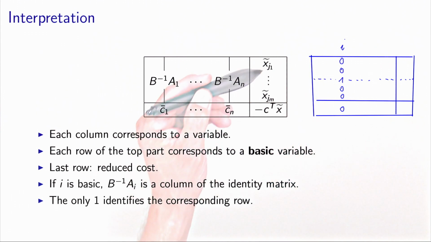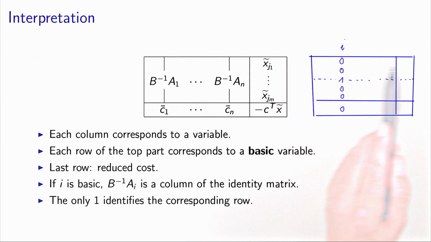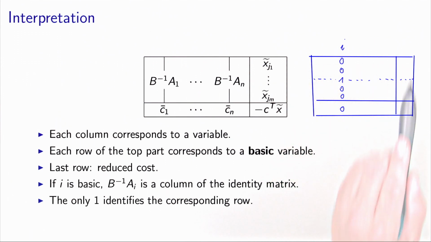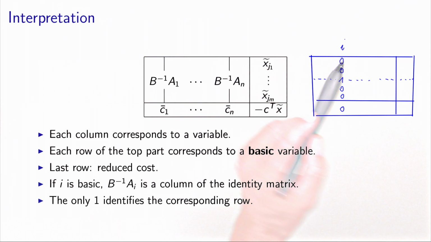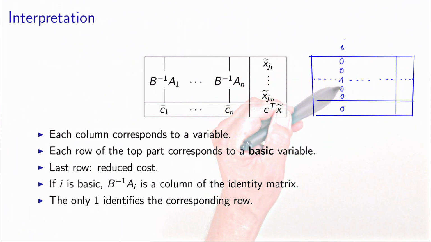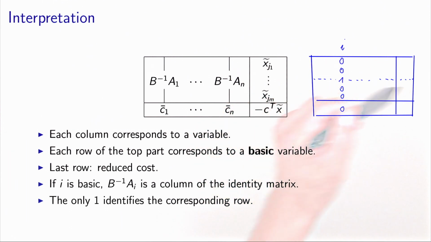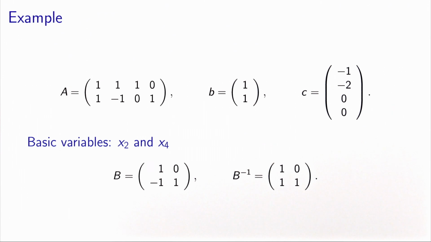Remember, each row corresponds to a basic variable, and to make the link between the column, which contains all the variables, and the row, this is how we will do it. We will consider this vector of zeros and one 1, and the position of the 1 will tell us which row corresponds to this basic variable. Well, let's do it on an example.